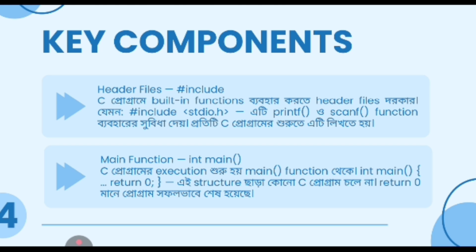Second, the main function. In int main, program execution always starts from the main function. The structure int main, function, return 0 is mandatory. Without it, no C program will run. The return 0 means the program finished successfully.